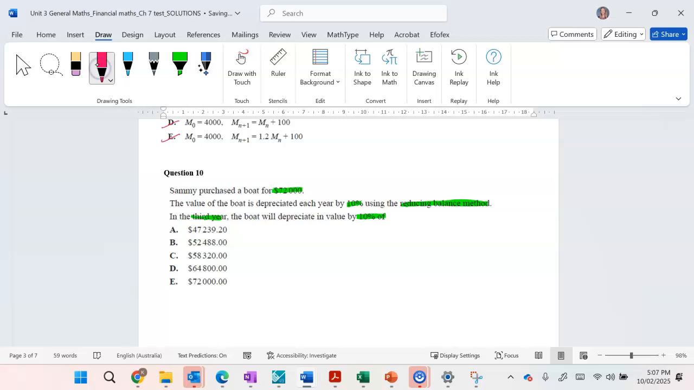Let's actually have a look at this as a recurrence relation. So V0 is our initial value. And then when we write it as a recurrence relation, we've got Vn plus 1. It's depreciating yearly, so my r value is going to be 1 minus our interest rate over 100, times our Vn. So if you did that on the calculator, it's going to be 0.9 Vn.